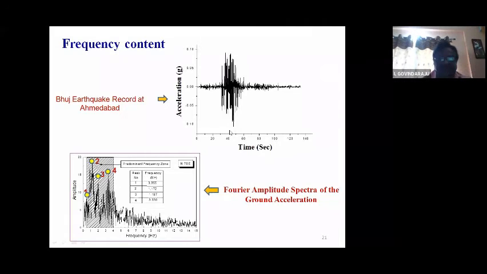Let's make a close observation here. This is the Bhuj earthquake record. These accelerations are in g, and here it is time in seconds. So this is around 0.11 g, approximately 1.1 meter per second square. In fact, during the earthquake at the epicenter, we back calculated the acceleration was 3.3 meter per second square. By the time seismic waves traveled from the epicenter to the place of recording, nearly 260 kilometers, the amplitude decreased, and at the Ahmedabad site it was around 1.1 meter per second square.